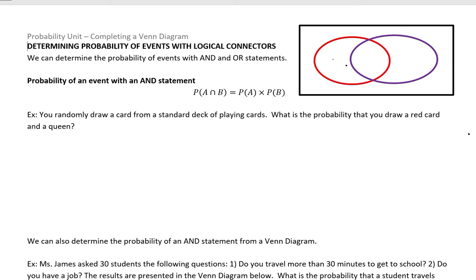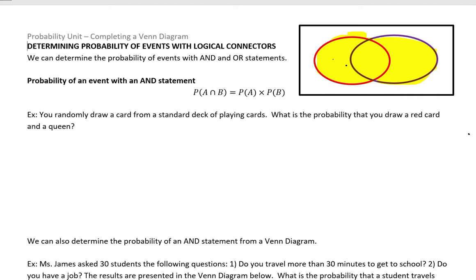So we have our two circles. And remember, if we had "and," the "and" section is the bit in here. That's our "and" section. The "or" is everything in both circles. If we were told "or," it would be everything here or anything there. We put them all together. So this is "or," and this middle section is "and."